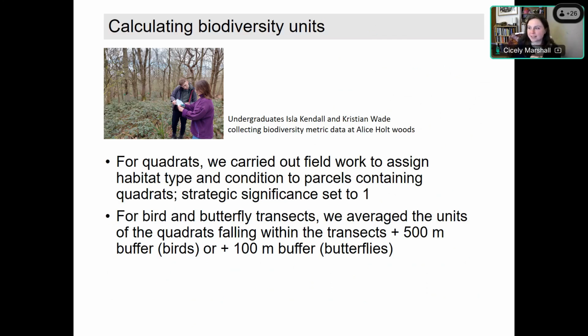Photo is my undergraduates, Isla and Christian, carrying out some of the survey work, and they wrote their undergraduate projects from it. I'm a competent botanist, I'm on my 5th certificate. I did a UK HAB training course, and all the surveys were done in the March to October recommended or mandated survey period.